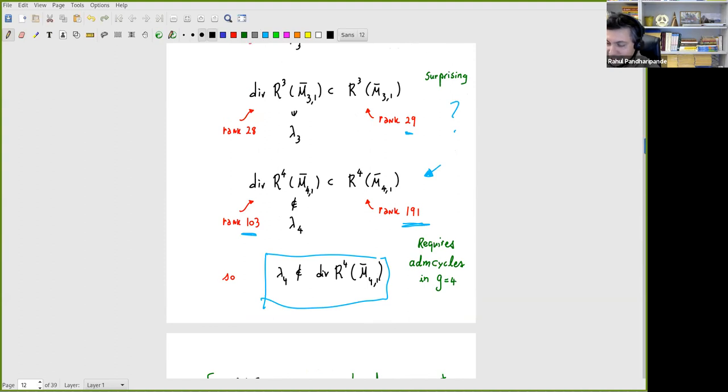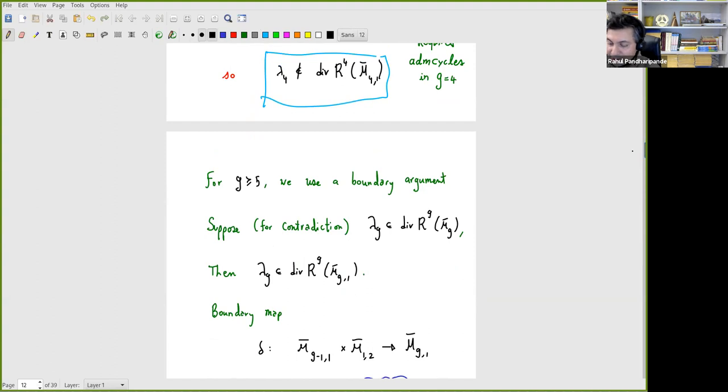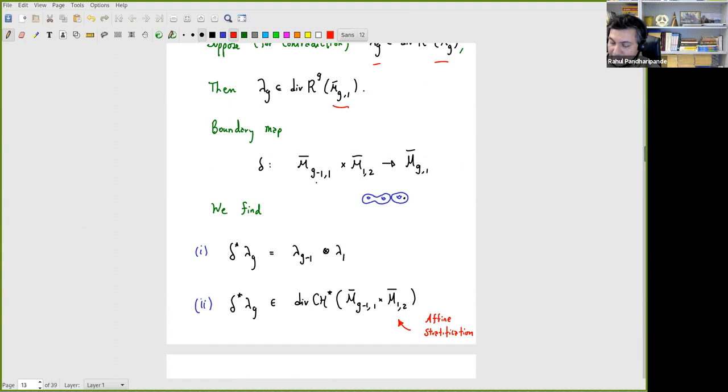Okay, so now that was the computer part to start, and then once we have that, we can use the theoretical argument. For every genus higher than 4, there's a boundary argument. So you start by assuming genus is at least 5, then you suppose for contradiction that lambda g is inside the subring of divisors on M_g bar. Then that implies, of course, that it's in the subring of divisors for M_g,1, because you can just pull back. And then there's a boundary map from M_g-1,1 and M_1,2, where the point in question goes over here. So that's the standard genus reducing boundary map where you have a g minus 1 and a 1 component.